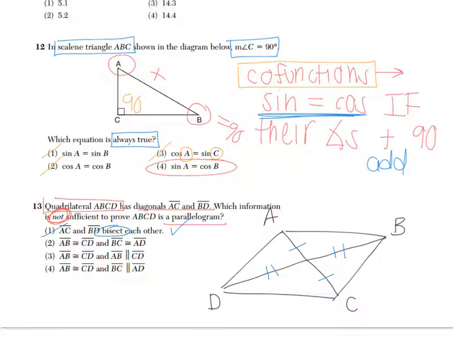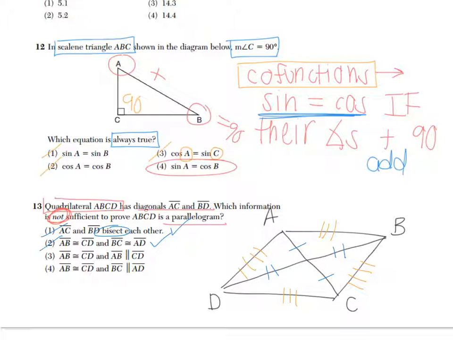If I look at choice 2, AB is congruent to CD. Well, that's true. And BC is congruent to AD. And that is true. All right, that's another property. Opposite sides are congruent, so that's going to go away.